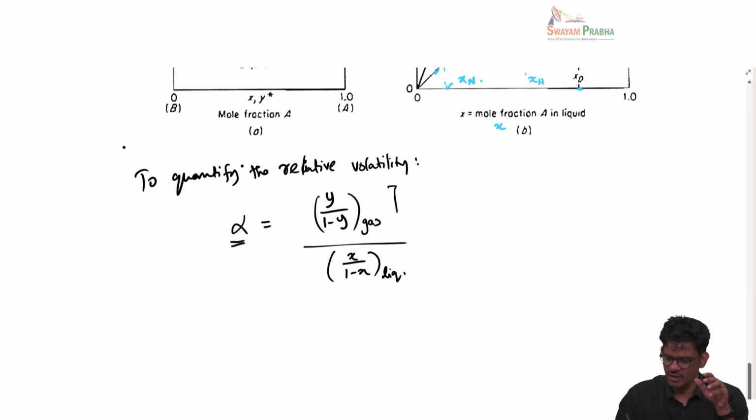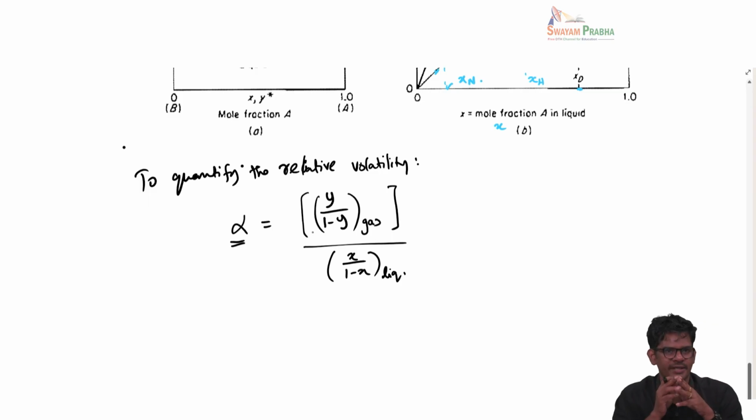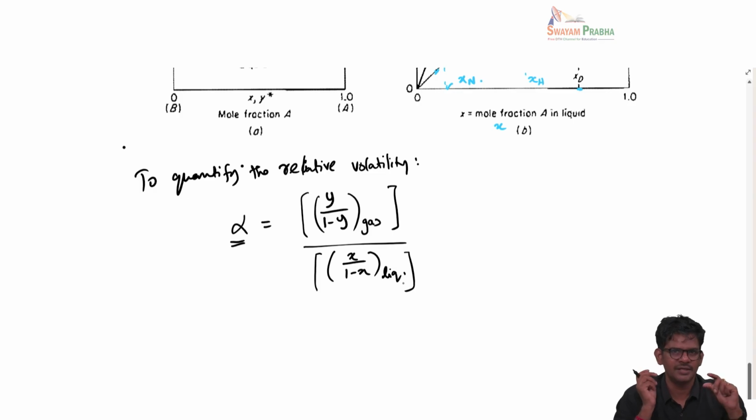I am looking at one ratio here, y by 1 minus y. y is the composition of component A in the gas phase, and 1 minus y is the composition of component B in the gas phase. So y by 1 minus y is the ratio of the concentration of A to B in the gas. On the x side also I have x by 1 minus x, which is nothing but the ratio of the mole fraction of A to B in the liquid phase. Now I am taking the ratio of these two ratios.